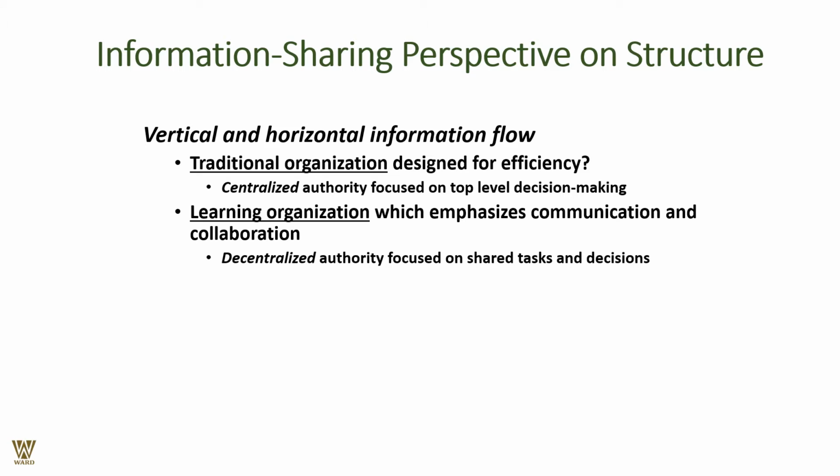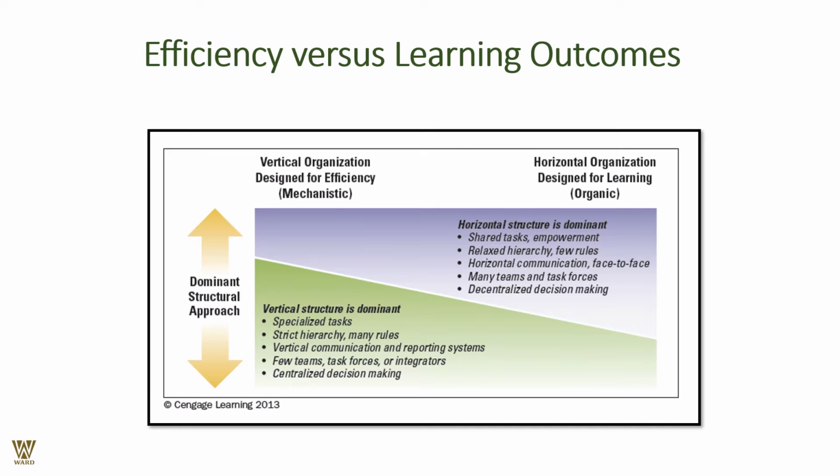A learning organization, on the other hand, emphasizes communication and collaboration, wherein they like to keep things very transparent and vibrant. Decentralized authority focuses on shared tasks and decisions. We are talking about efficiency versus learning outcomes on an x-axis. The vertical organization is designed for efficiency, and the horizontal organization is designed for learning. Remember, a horizontal organization is always a learning organization, and that is an organization evolving over a period of time.